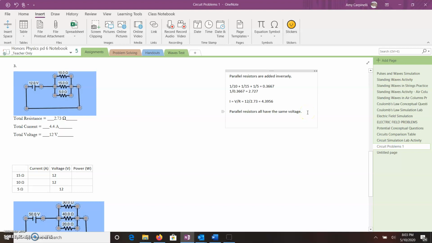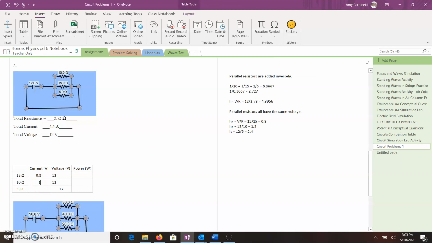So now I'm going to find my current, just the same way I did before. I is equal to V divided by R. So the I on the 15 is equal to the voltage divided by the resistance. So that's going to be 12 divided by 15, which gives me 0.8. And then I'll do the same thing for the other two. So the I on the 10 is equal to 12 divided by 10, which is 1.2. And the I on the 5 is 12 divided by 5, which is 2.4.